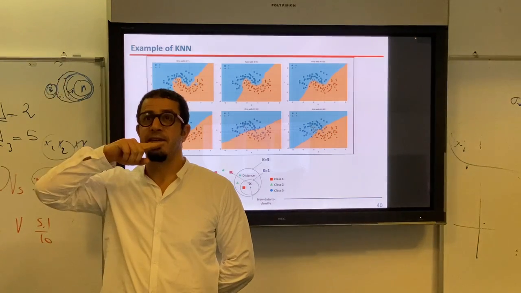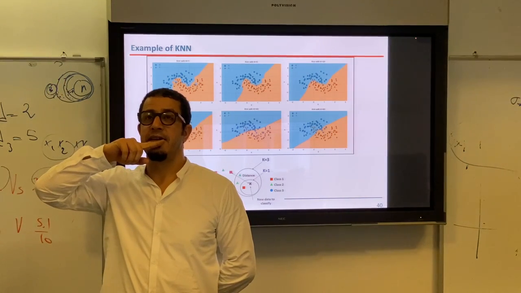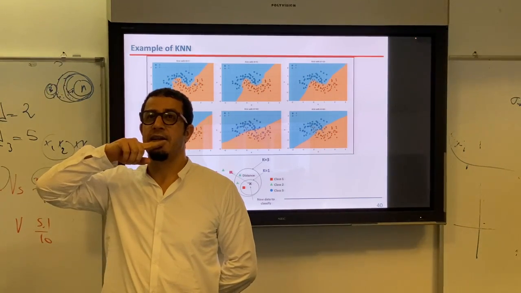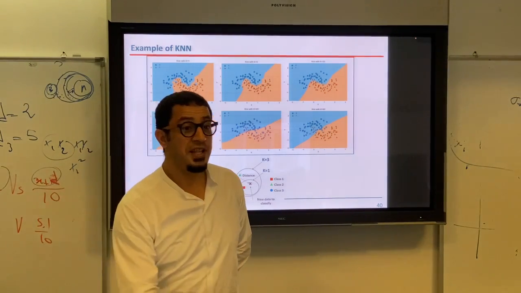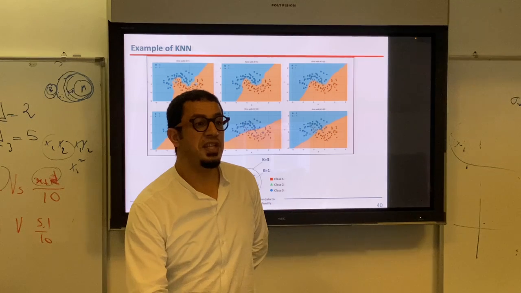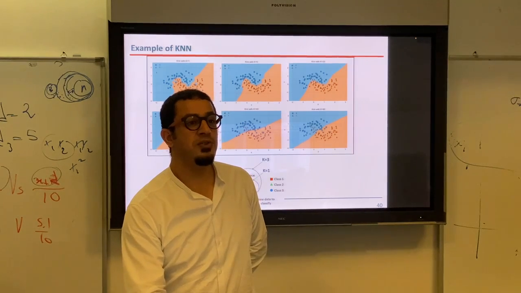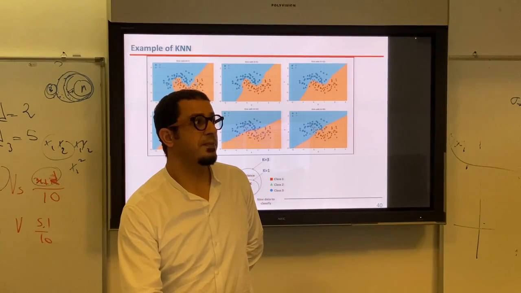Yes? When we increase the K, the model will overfit. Opposite. You see, this is the biggest K. This is the smallest K. So if I say which one is overfitting, I have to say this one.